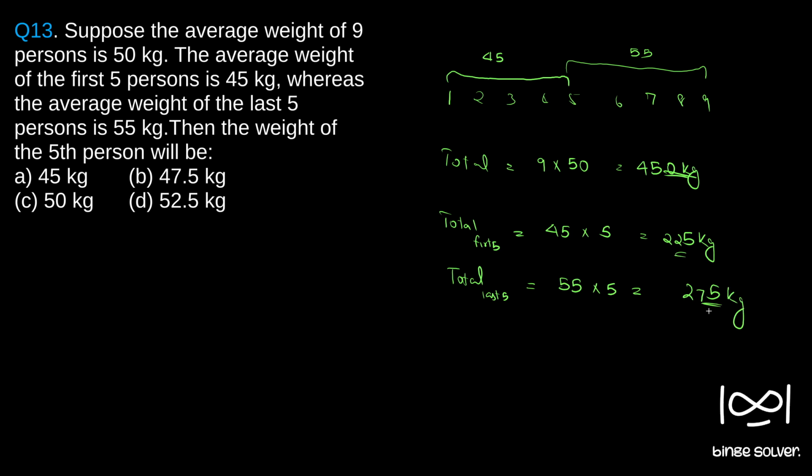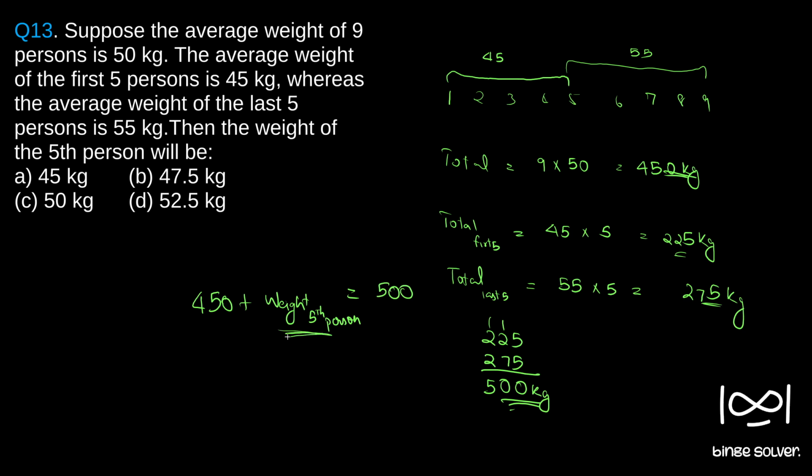If you sum these two, 225 plus 275, what do we get? 500 kg. So what is this 500 kg? It is 1 plus 2 plus 3 plus 4 plus 5 plus 5 plus 6 plus 7 plus 8 plus 9. So there is an additional 5. So the total weight 450 plus the weight of the fifth person is what we got as 500.